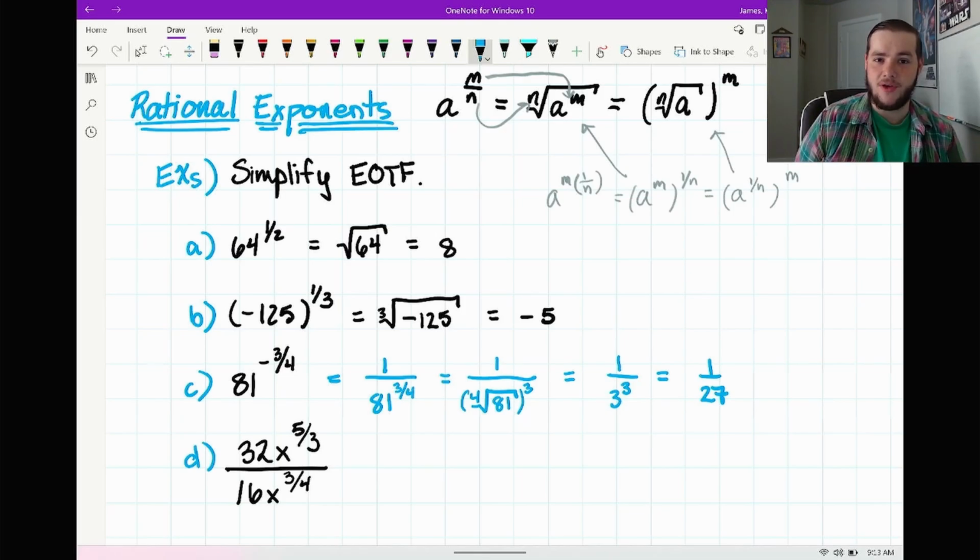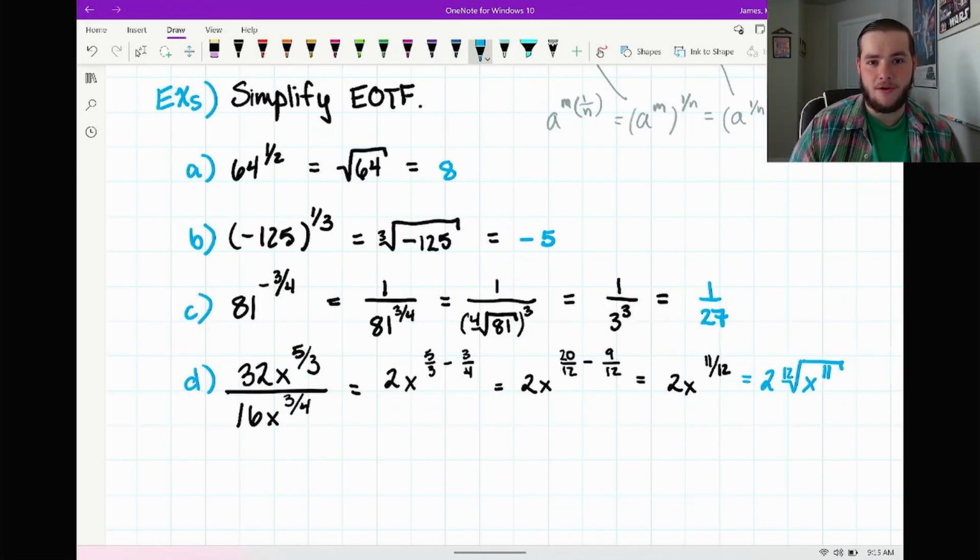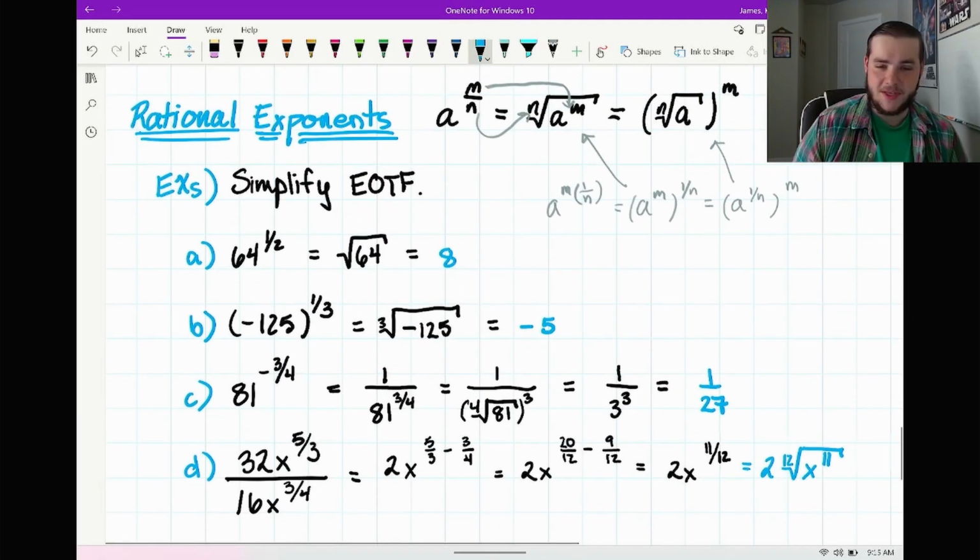Go ahead and pause the video here to see if you can do the last one on your own. First of all, I simplified my coefficients. 32 over 16 is just 2. Now I can simplify my powers of x using my properties of exponents. Remember, when I divide like bases, I subtract their exponents. So I get 2 times x to the 5 over 3 minus 3 over 4. That comes out to be 2x to the 11 over 12. And using my rule up at the top, I can write that as the 12th root of x to the 11th power.